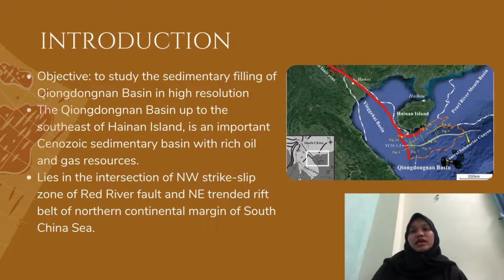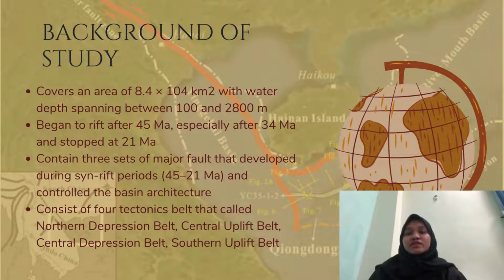The Qiongdongnan Basin, off the southeast of Hainan Island, is an important Cenozoic sedimentary basin with rich oil and gas resources. It lies at the intersection of the northwest strike-slip zone of the Red River Fault and the northeast trending reef belt of the northern continental margin of the South China Sea. The objective of this research is to conduct a study on the sedimentary filling of Qiongdongnan Basin in high resolution by using a few methods. The basin basically covers an area of 8.4 by 10^4 km² with water depth spanning between 100 to 2,800 meters.